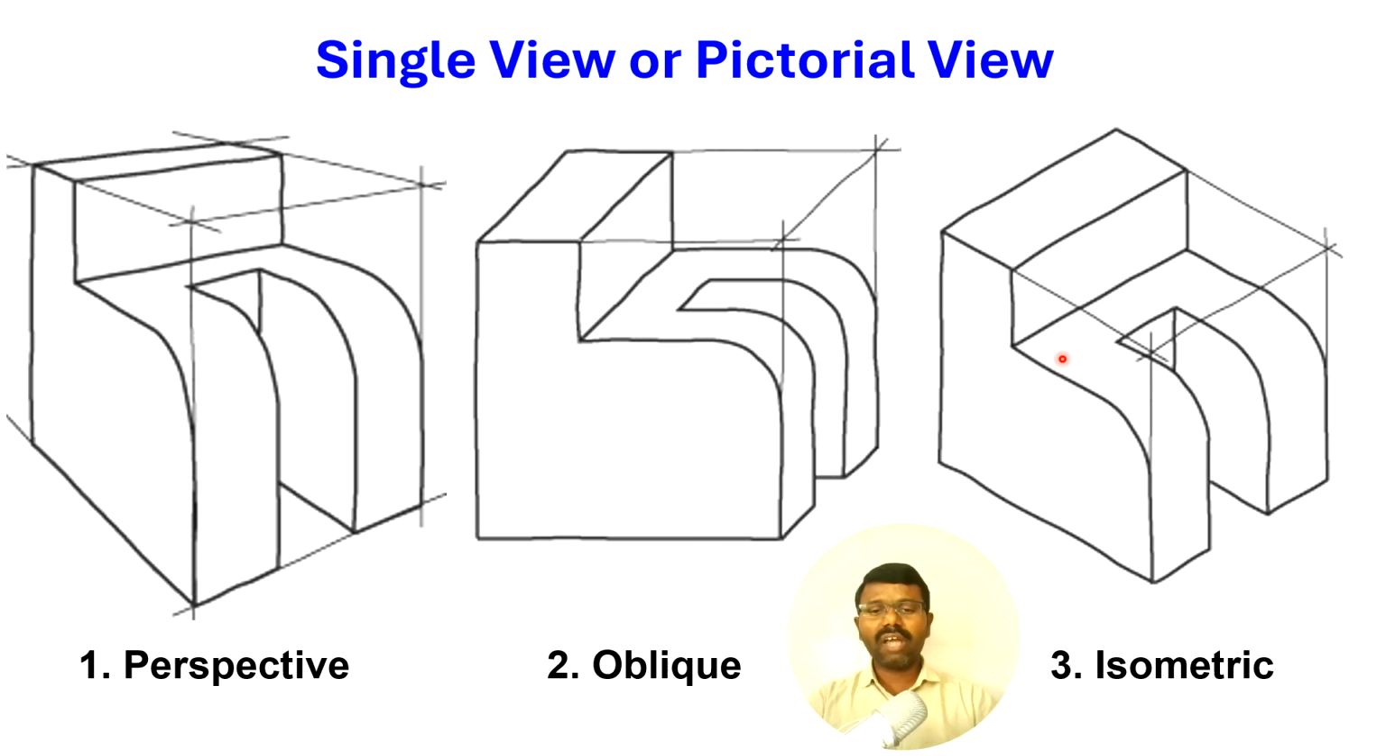And if you see the isometric view, in the isometric view this angle is 120 and this is also 120 and this is also 120, so total 360. So the drawing is drawn by making all the planes with this equal angle. So this is called the isometric view. In our orthographic views, we are going to convert this isometric drawing into orthographic views. That is our main objective.